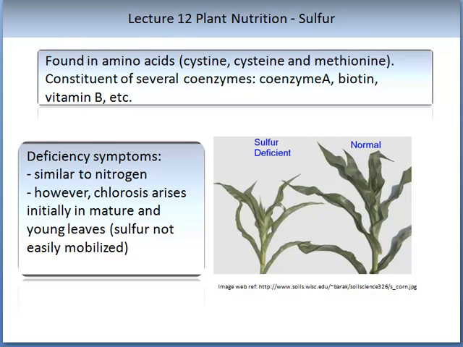Sulfur is a compound which is found in amino acids such as cysteine, cystine and methionine. It's a constituent of several of the coenzymes, particularly coenzyme A, biotin and vitamins. Sulfur deficiency is very similar to nitrogen deficiency. However, the difference is in the chlorosis, which appears initially in mature and young leaves. This is because sulfur is not easily mobilized, whereas nitrogen is.